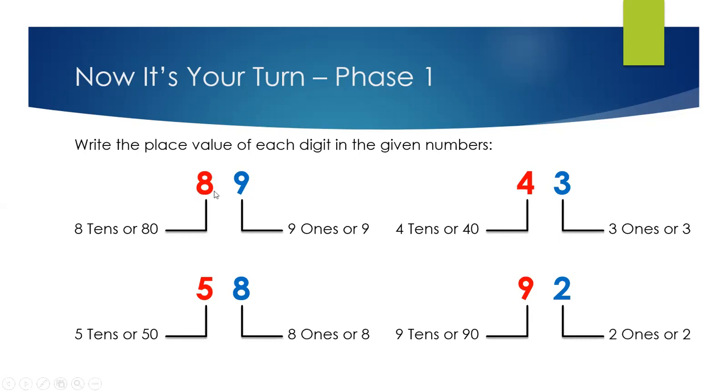Here is the number 89, 9 ones, 8 tens. Here is the number 43, 3 ones and 4 tens. Here is the number 58, 8 ones and 5 tens. Here is the number 92, 2 ones and 9 tens.